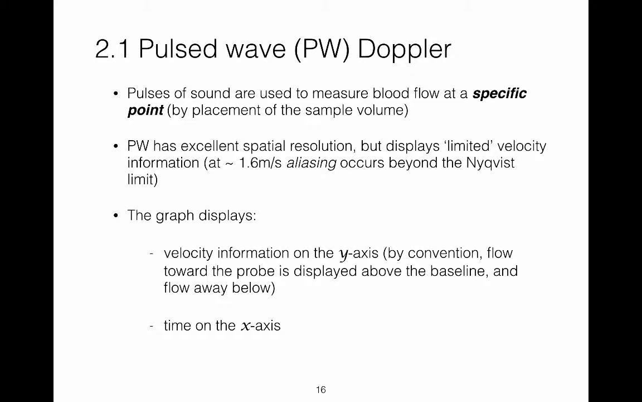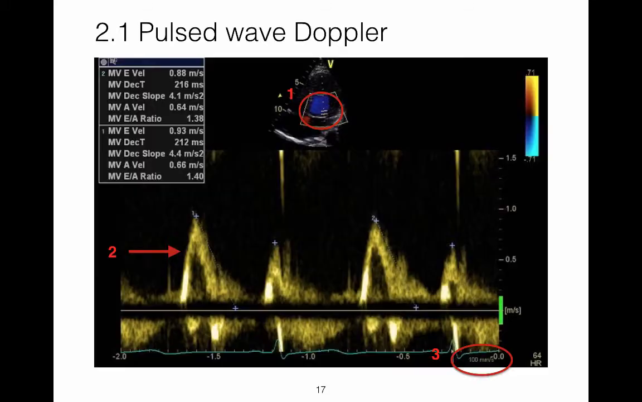With pulse wave Doppler, the graph displays velocity information on the y-axis, where flow towards the transducer is displayed above the baseline and flow away conventionally displayed below. Time is displayed on the x-axis. This pulse wave Doppler image displays the velocity of blood flow across the mitral valve.